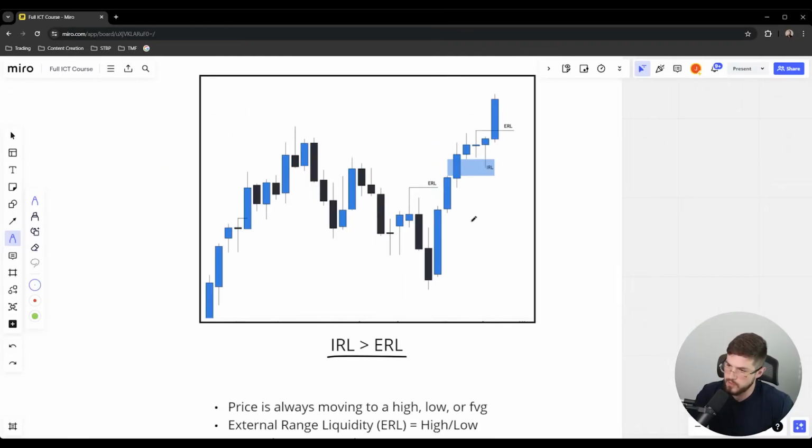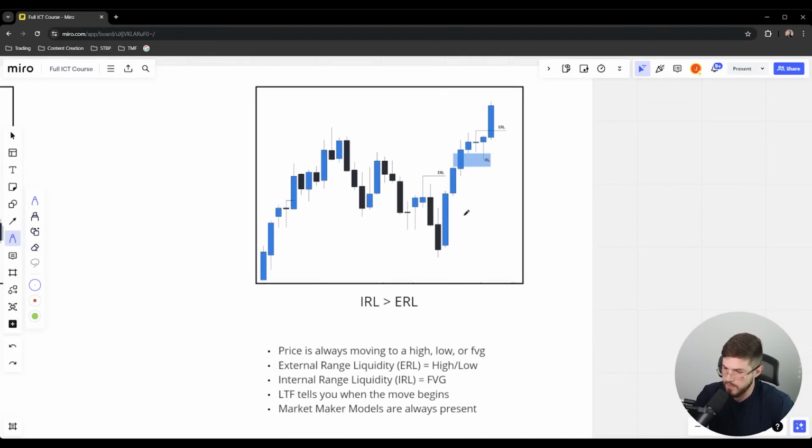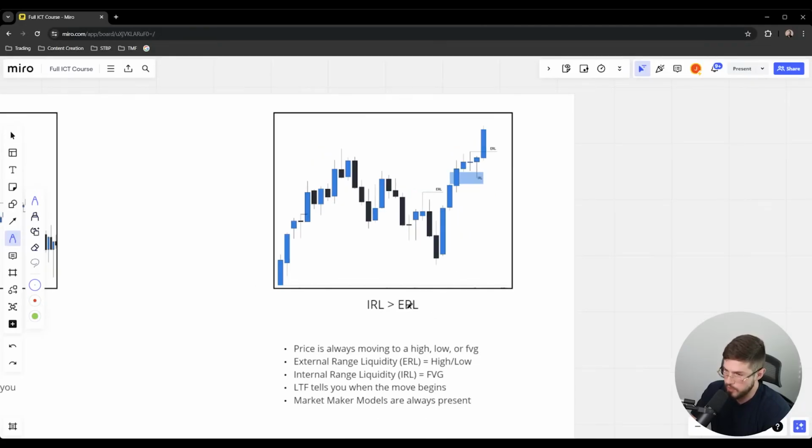Now, fair value gaps are used to define internal range liquidity, and they're also extremely valuable whenever you're trying to find bias. And if you've been trading ICT for any amount of time, you understand that daily bias is 100% the hardest and most subjective part of this whole ideology. But we're going to talk about how to simplify that as well later in the video. For now, I just want you to understand that the market is going to be moving from fair value gaps to highs and back and forth and back and forth.